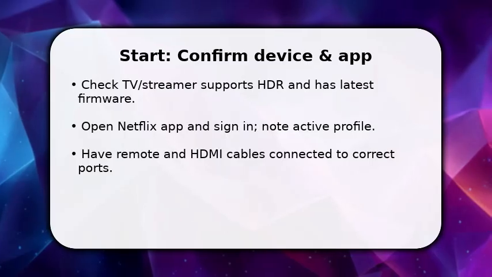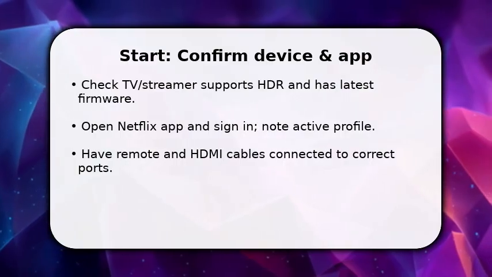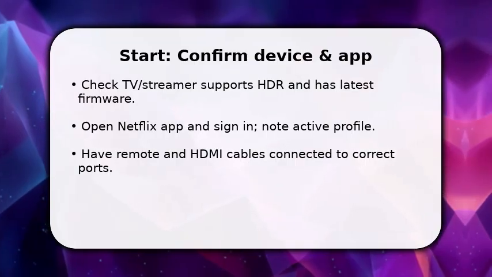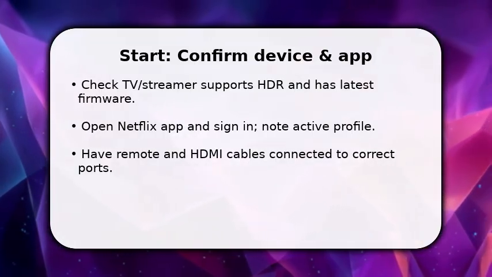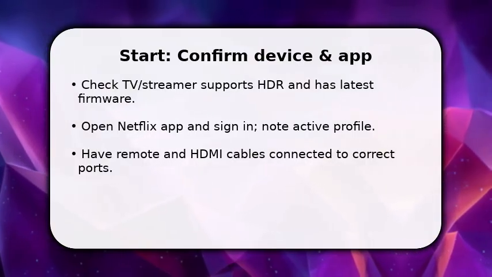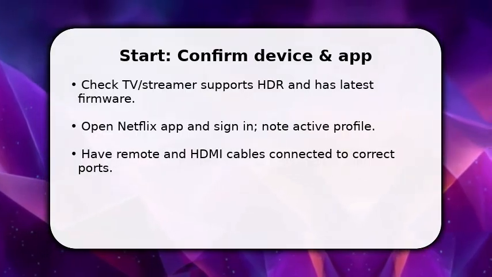You'll begin by confirming capability and access. First, make sure your TV or streaming device actually supports HDR and is updated. This matters because HDR settings won't appear otherwise. Once done, open the Netflix app and sign into the profile you'll use because playback settings are profile-specific.